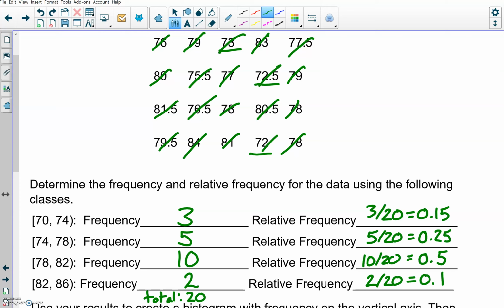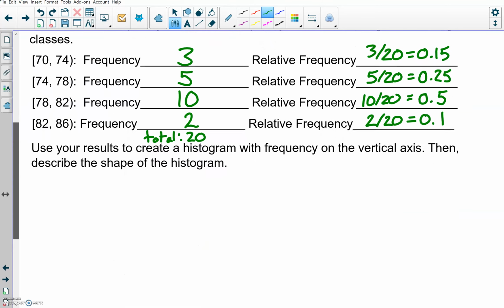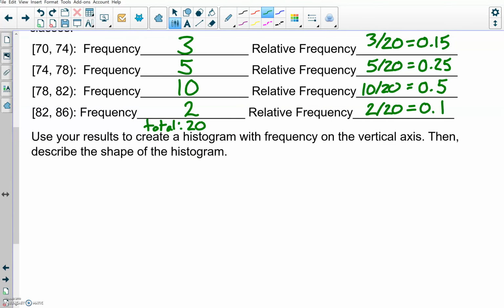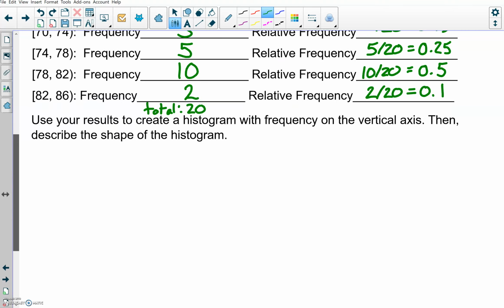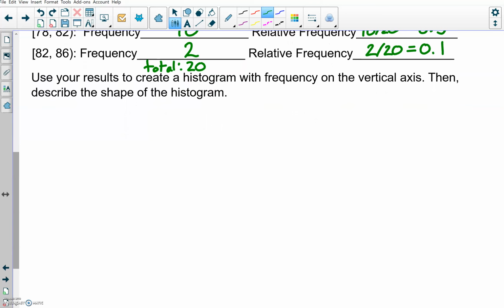So from there, you form your relative frequencies. You find the total is 20. 3 over 20 reduces to 0.15, 5 over 20 is 0.25, 10 over 20 is 0.5, and 2 over 20 is 0.1. So now what I'd like you to do is take that information and create a histogram with frequency on the vertical axis, then describe the shape of the histogram. And I'm also going to pause this right here to give you a chance to do it. And when you come back, there'll be a picture, or if you just let it keep playing, there'll be a picture that pops up. So go ahead and pause.